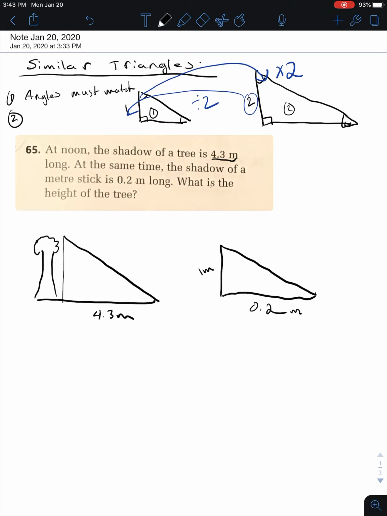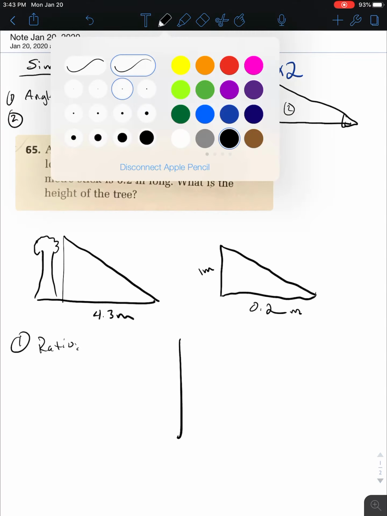So now we would just... you could do this one of two ways. Not that either one of them is overly difficult, just one's a little bit more work. The first way would be to use a ratio. The second way, I'll show you in a second.